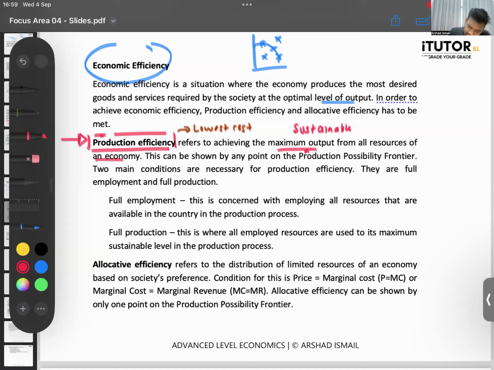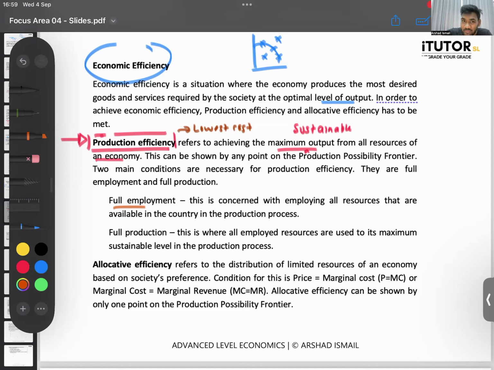Then to achieve this productive efficiency also, there are two conditions now. What are the two conditions? One is to get the maximum sustainable output from your resources. First thing you do is you have to employ all the resources. All your land, labor, capital, entrepreneurship that is there in the country has to be employed in the production process. And then just employing them also won't help. For example, let's say you have given everyone jobs, but that person is only working for 2 hours a day.